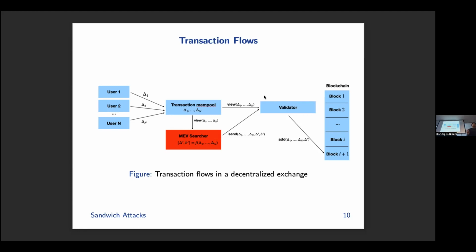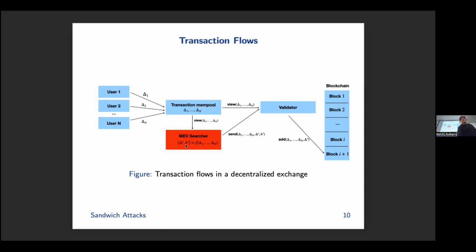This is further complicated by the presence of this red player here, an entity called an MEV searcher. This entity is explicitly strategic. It sees the mempool, which is public, so it sees all the transactions that are waiting. It constructs an additional transaction denoted here by delta S, along with a payment B_S. S here stands for searcher. It's also going to stand for sandwich attacker in the next slides, which is a particular kind of attack.